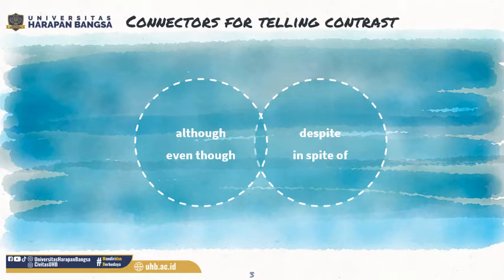But you can see that they are put in different circles. Mereka ada di dua lingkaran yang berbeda ya. Jadi menunjukkan bahwa keempat kata hubung ini berbeda cara penggunaannya. Jadi although dan even though berbeda cara penggunaannya dengan despite dan in spite of. Walaupun mereka punya makna yang sama yaitu walaupun atau meskipun. Now, let's see the differences. Kita lihat apa perbedaannya.